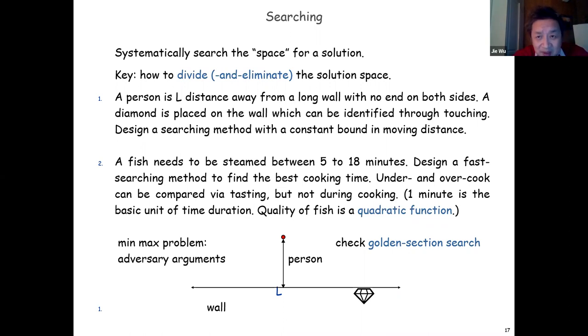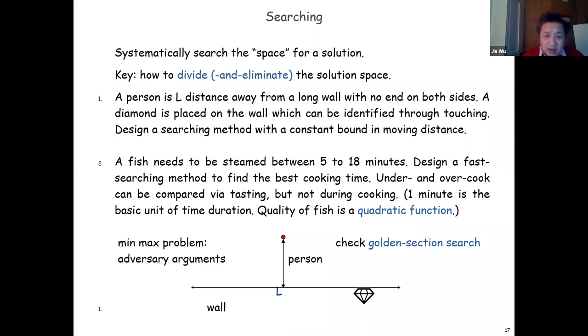One is about searching for a diamond, right? But you don't know the location of the diamond, left or right. So you come up with this geometric sequence so that by the time you search and find the diamond, the worst case scenario is a constant bound to the original distance. So this is a very useful technique in terms of searching. Like you expand the searching distance, like doubling the distance until you find it.